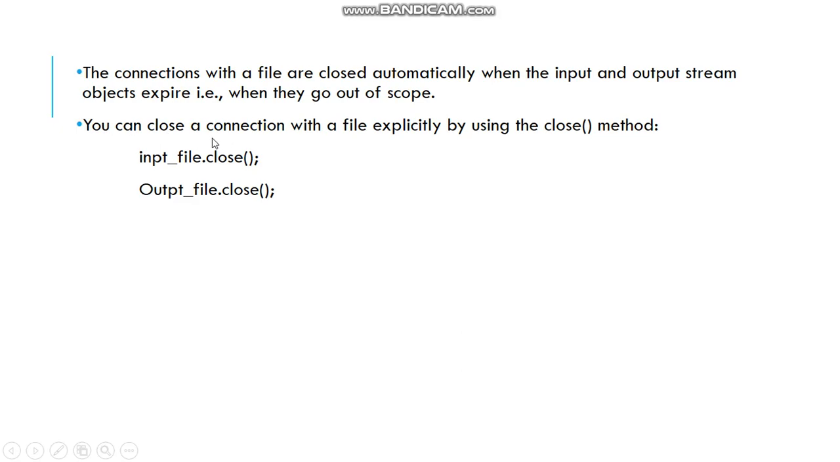You can close a connection with a file explicitly by using the close method, that is, you have to write the file name dot close. Again, for the input you have to write inpt, which is the name of the file, dot close, with empty parentheses, so no arguments are to be passed. Same way for the output.